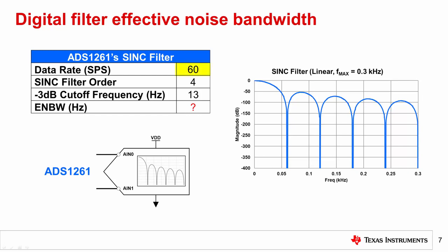This example uses an output data rate of 60 samples per second using a fourth order sinc filter, which has a 3 dB cutoff frequency of 13 Hz. Importantly, a table of cutoff frequencies by data rate can be found in most ADC datasheets, including the ADS1261, requiring no calculation by the user. However, this is not true for the sinc filter's effective noise bandwidth, which must be calculated.